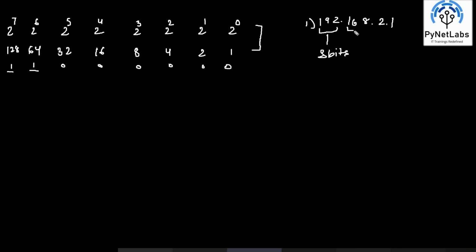Now if we take 168, we will take 128, and if we add 32 to that, it results in 160. I am just turning the 32 bit on. After that, we can simply add the 8. The rest of the bits will be off bits, and we can write 0 for them. Now we will move to 2. We'll simply write 0 for all except 2. Then we have 1.